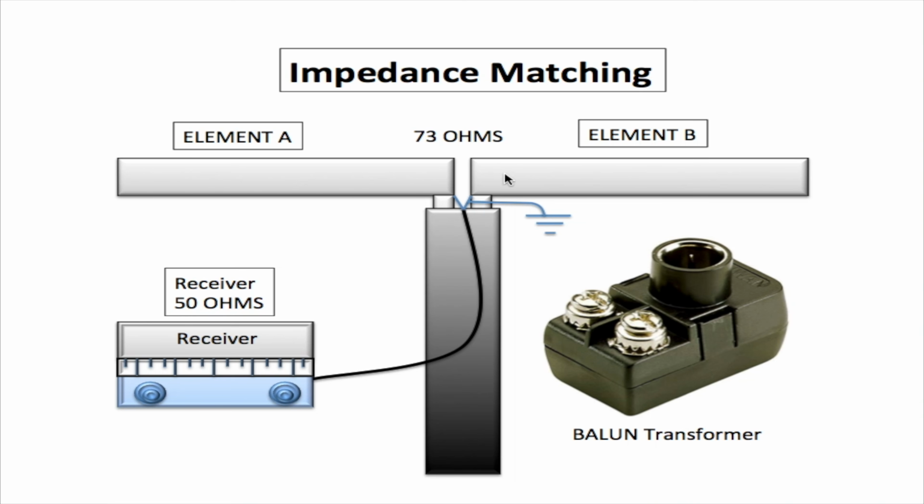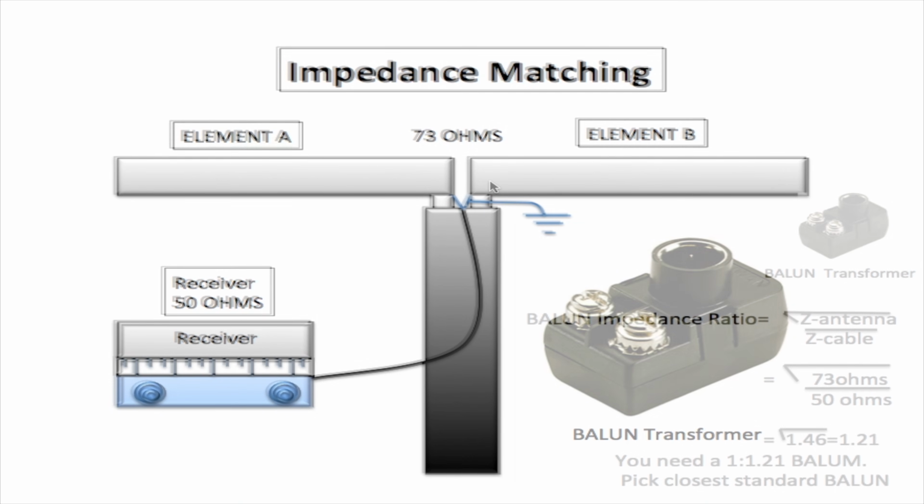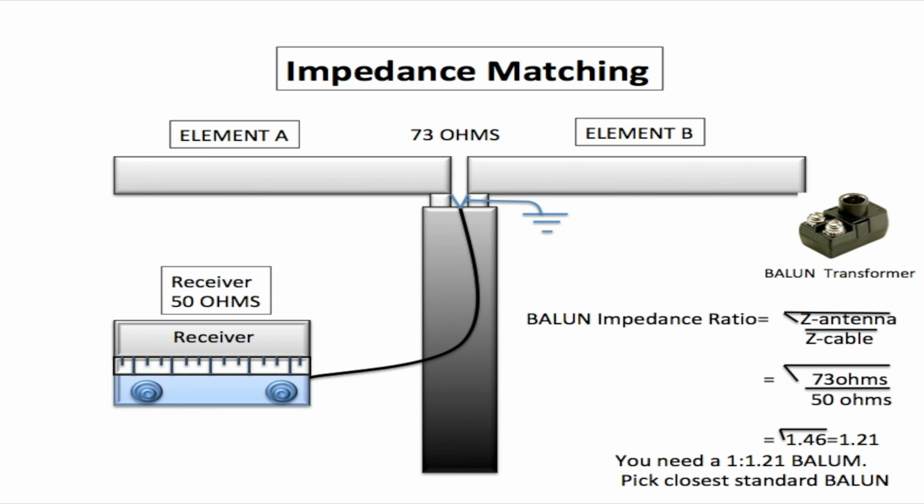You can't connect a balanced medium to an unbalanced. It has to be balanced to balanced or unbalanced to unbalanced. If I connect these two, I will have an impedance mismatch. So we could buy a Balun transformer with different impedance. So we need to know what size Balun transformer we need for our application.